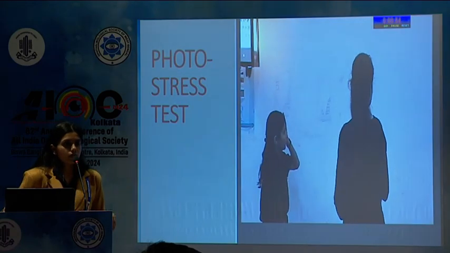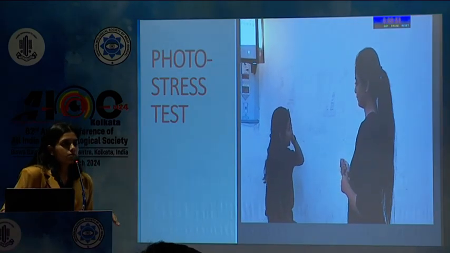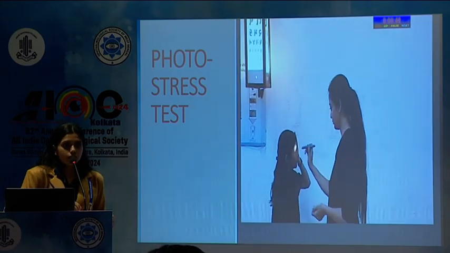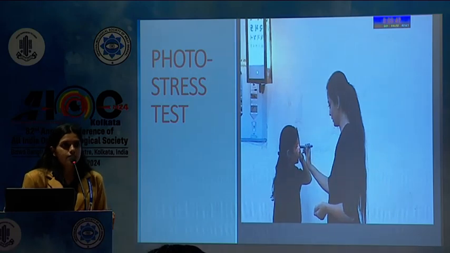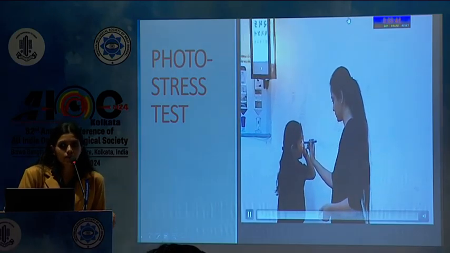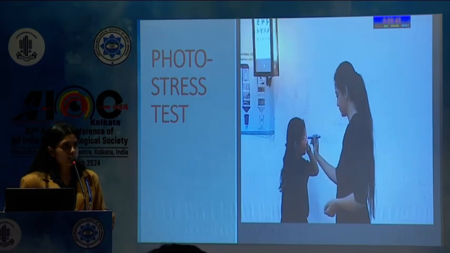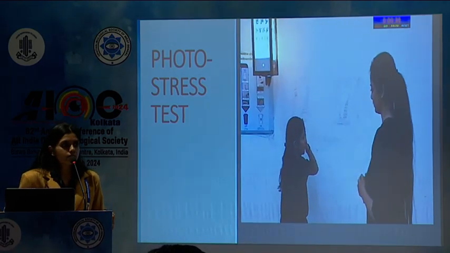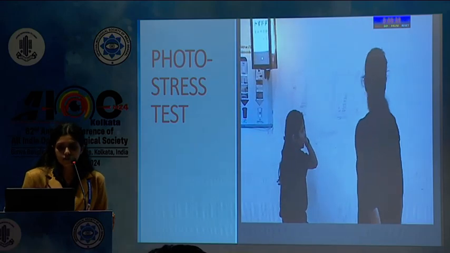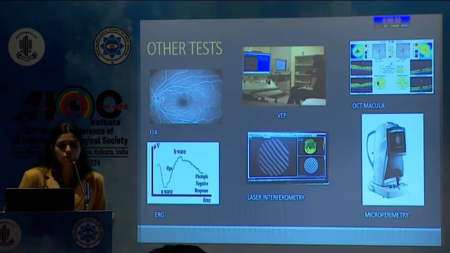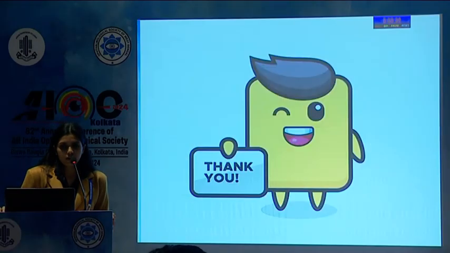Our visual pigments are bleached by a bright source of light, and it causes temporary retinal insensitivity, which is perceived by the patient as scotoma. This principle is used by the photostress test. Recovery time increases in macular diseases. These are some other tests used for macular function. Thank you.